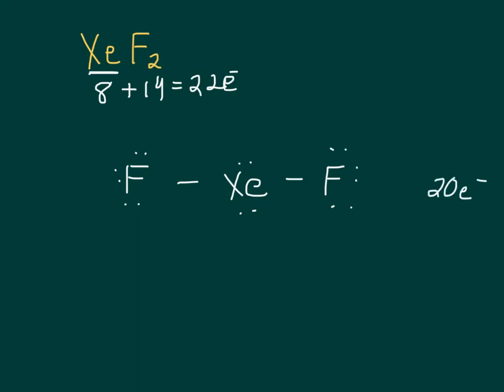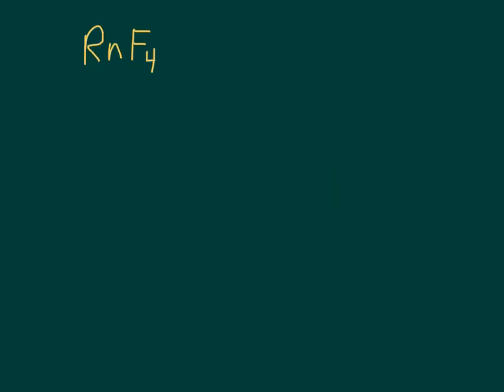So again, if I had too many, I would need a double or triple bond, but I have too few. So all I have to do is add a pair somewhere on the central atom. So now xenon has 2 bonds and 3 lone pairs. So it's an expanded octet. So if you just follow the rules, you don't have to memorize them, it just kind of falls into place. So why don't you stop the video, right? And why don't you try to do RnF4? Okay, and then we'll come back and we'll do it together.